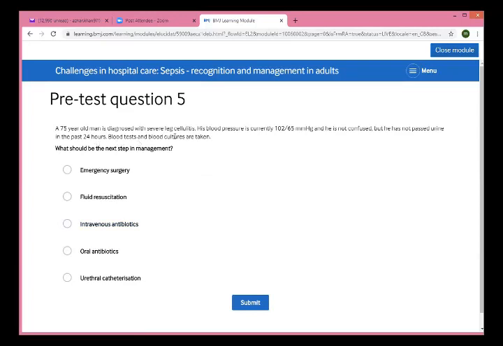A 75-year-old woman is diagnosed with severe leg cellulitis. Blood pressure is lowish, not confused, not passed urine in the past 24 hours. Blood tests and blood cultures are taken. What is next? Remember, fluid resuscitate and give intravenous antibiotics.